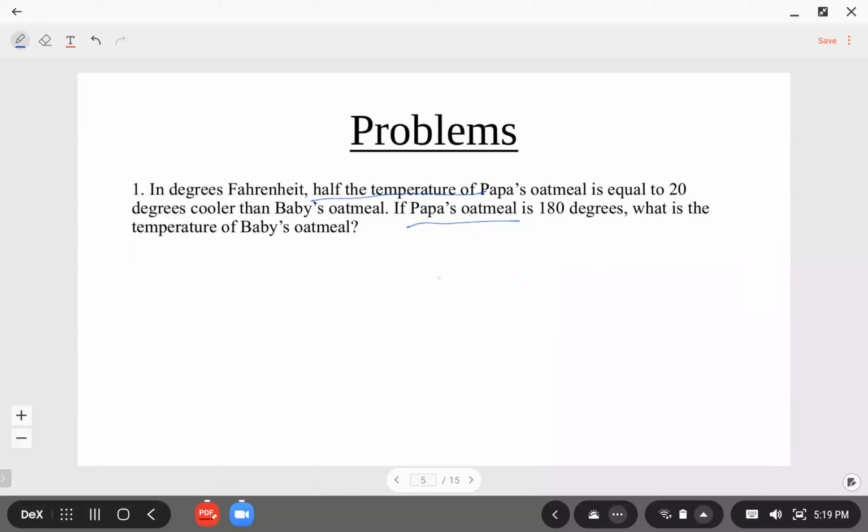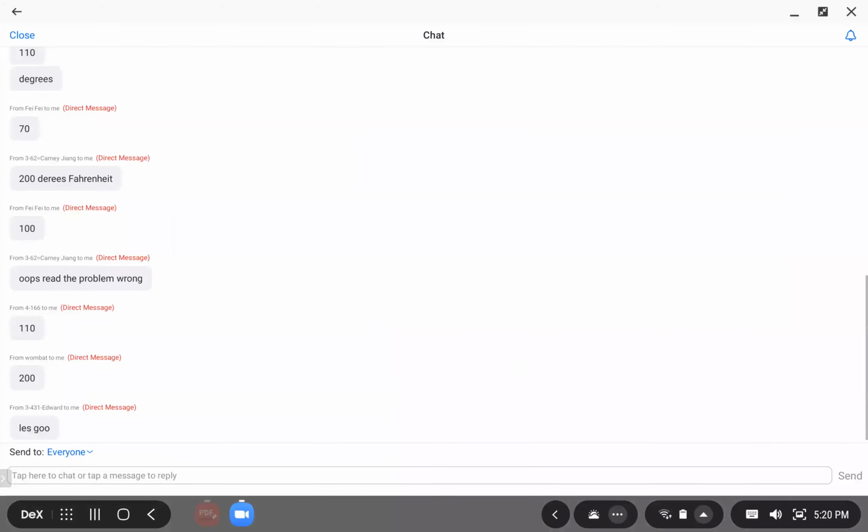So let's write this again. 180 divided by 2 equals 90. 90 plus 20 equals 110. Are there any questions about this problem? I hope not. This is a very straightforward question. So, any questions? No questions.